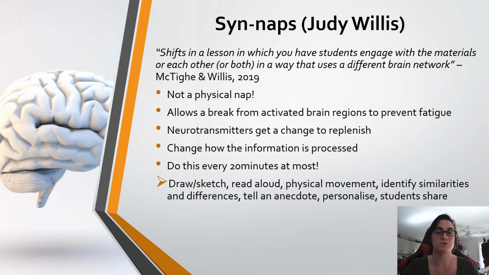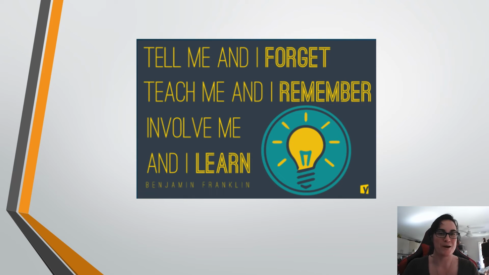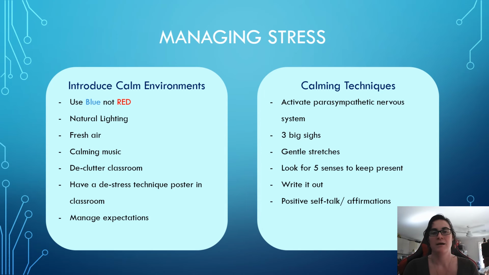This could be done by drawing or sketching, reading aloud, physical movement, or identifying similarities and differences. So if you talk about something, say, okay, now let's compare that. Just doing that is a change of brain network. This is a great little quote to help emphasize differentiated teaching: Tell me and I forget, teach me and I remember, involve me and I learn.